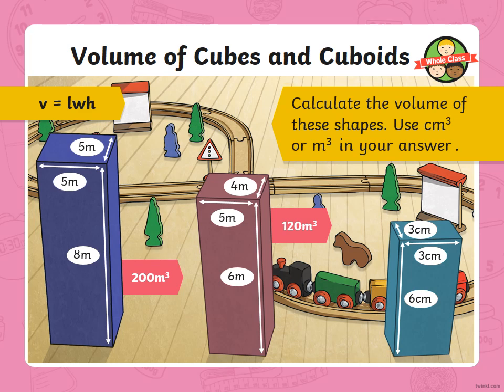And last but not least, we have 3 times 3 times 6, and our answer there would be 54, knowing that 3 times 3 gives us 9, and 9 times 6 is 54 centimeters cubed. Make sure you double check that you've got the right units of measure in your answer as well, and that you remember to put our little 3 there, our little indice 3, to show that we're working with three-dimensional shapes.